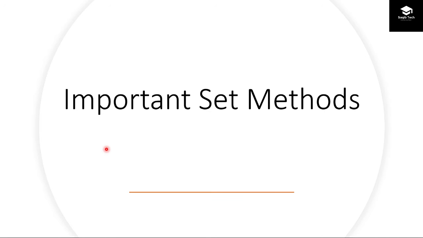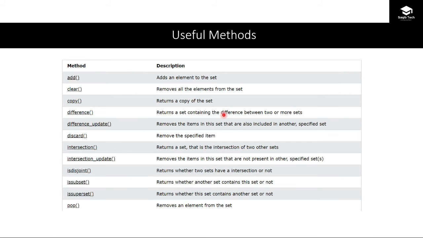Now let's look at some important set methods that are most commonly used in our programming. These are some methods. The add method is used to add an element. We have seen it. The clear method removes all the elements from the set, leaving the set with zero elements. The copy method is used to make a copy of a set and store it in another set.